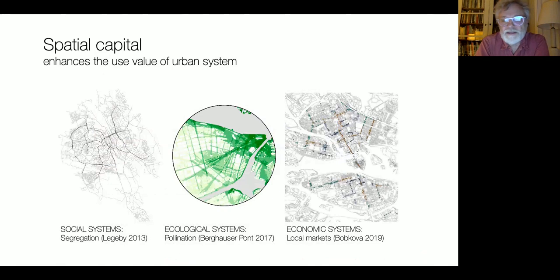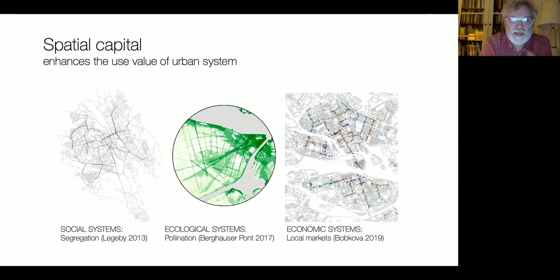And having that with us, this whole way of describing and seeing that the descriptions we have of the morphological variables relate to a very fundamental process in cities, that is human movement, we can start to address all these large urban problems that we see around us today. And thereby, if we put it in the context of spatial capital, we could talk about it as enhancing the use value of urban systems.